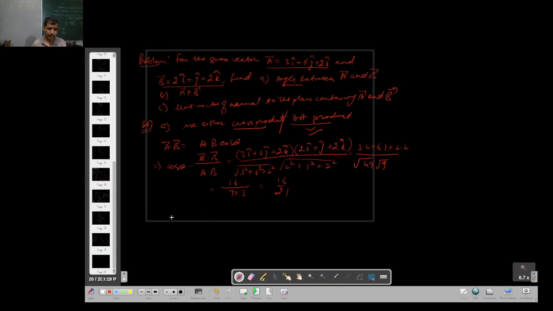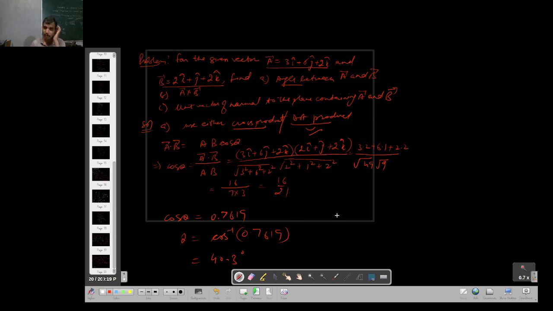Therefore cos theta is equal to 0.7619. So theta is equal to cos inverse of 0.7619, which is nearly equal to 40.3 degrees. So this is the angle.